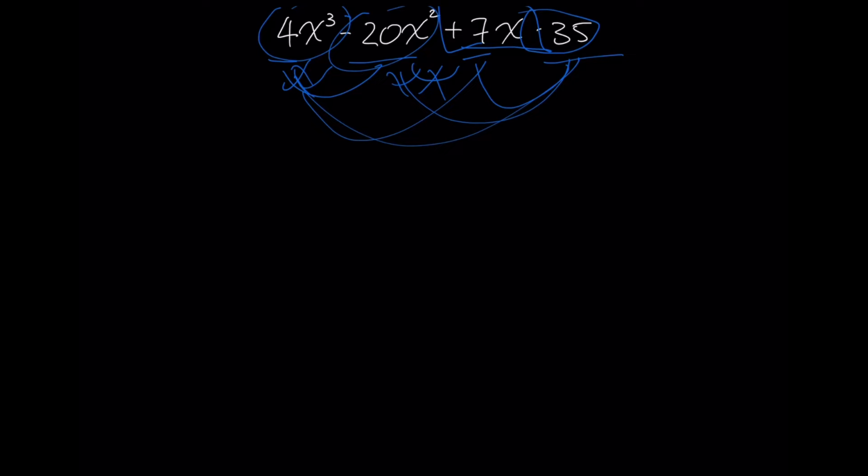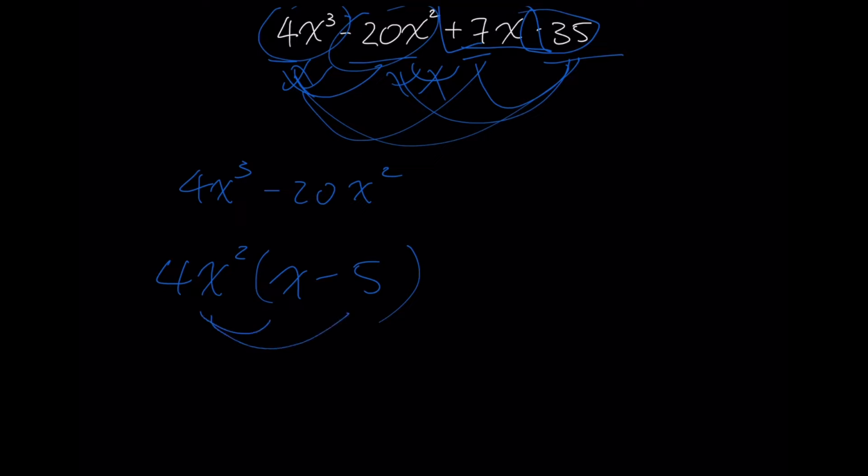So for 4x to the power 3 and negative 20x to the power 2, their greatest common factor will be 4x to the power 2. Inside the bracket will be x minus 5. Multiply this out, you will get 4x to the power 3 minus 20x to the power 2. It matches the top.